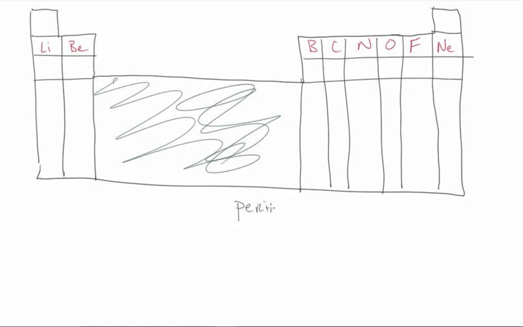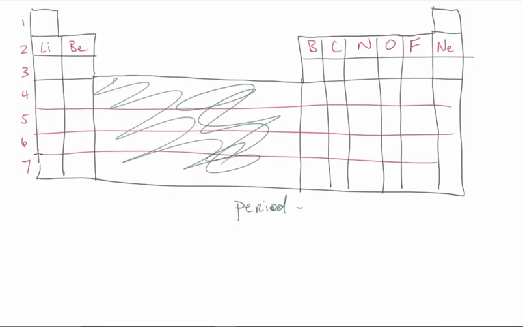The first is called a period. All right? And periods are horizontal rows. So they're horizontal. If you're looking at your periodic table, notice you've got 1, 2, 3, 4, 5, 6, 7 of them. So you could actually draw all of those out because you know you've got 7 rows on your periodic table. And the periods are energy levels.